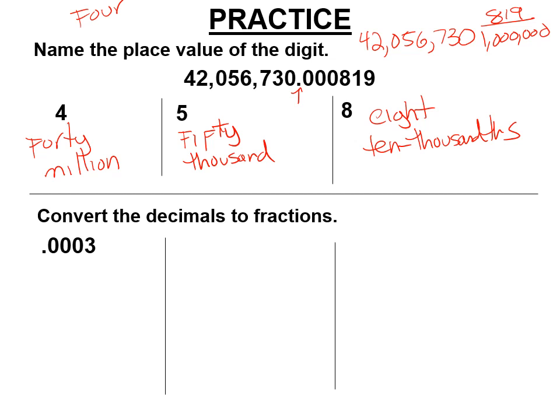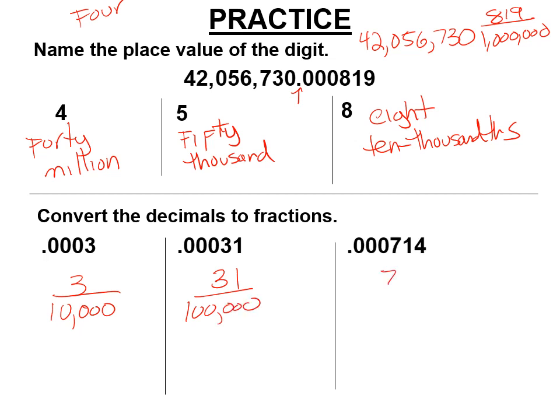Convert the decimals to a fraction. Hopefully that is 3 10,000ths. That is 31. We're 5 places over, 100 thousandths. And that's 714 millionths.